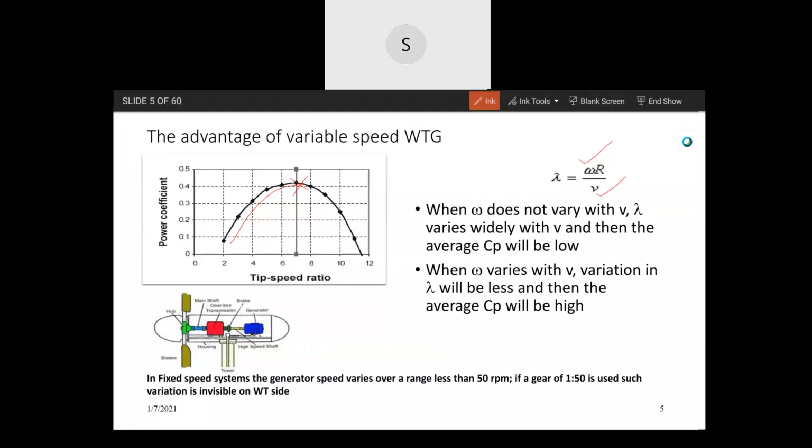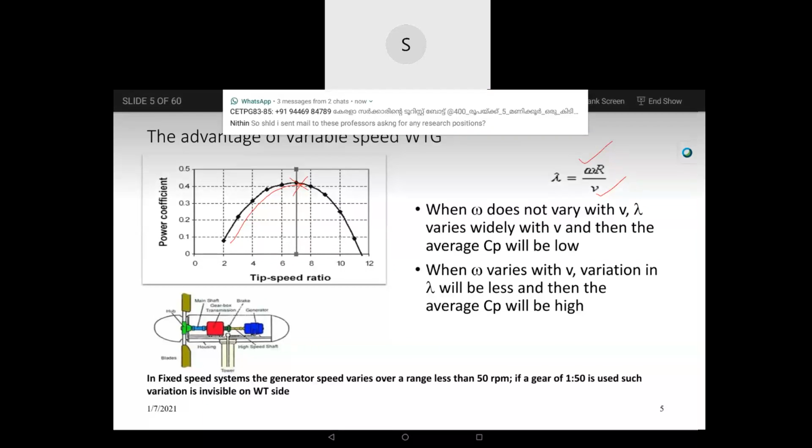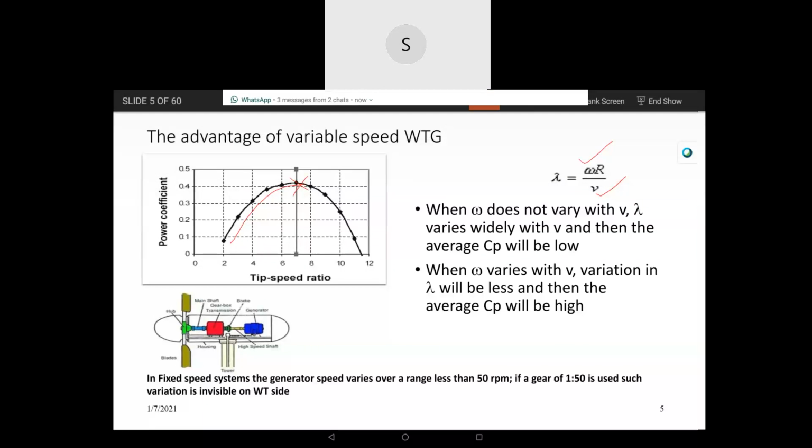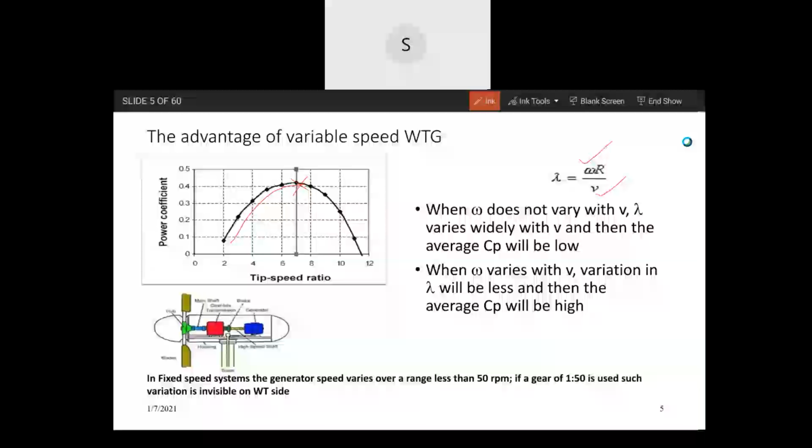And all these things require cooperation from the generator, or control of the generator. Then only the omega can vary, because the turbine is coupled with the generator. The turbine is free to operate at any speed. It is not very stubborn as far as its shaft speed is concerned. At that shaft speed and the corresponding wind speed, whatever is the lambda, the CP will be decided accordingly. But then the electrical generator is more rigid.